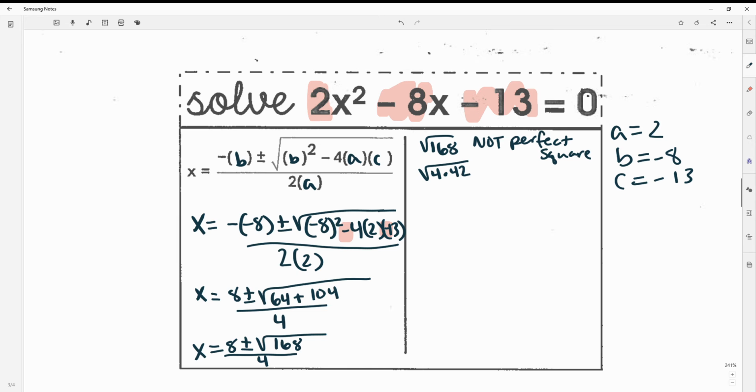Alright, so now that we've broken that up as far as we can, let's go back to our equation. I'm just going to rewrite this as the square root of 4 times 42. Okay, so we know that 4 is the perfect square, which is fine. 4 can come out. Square root of 4 is 2.